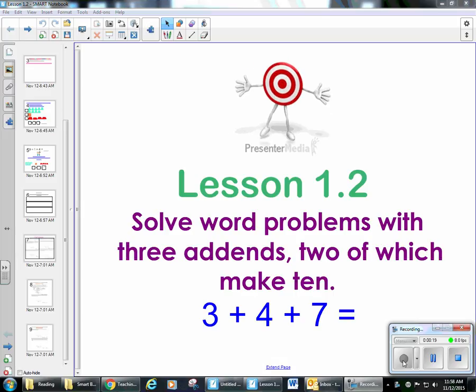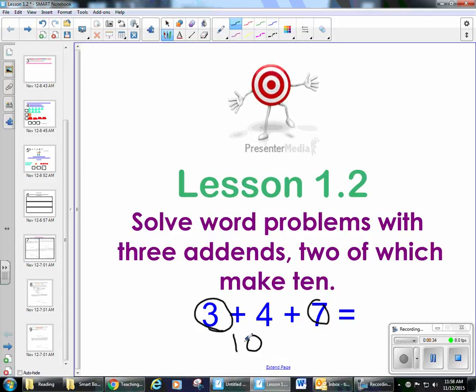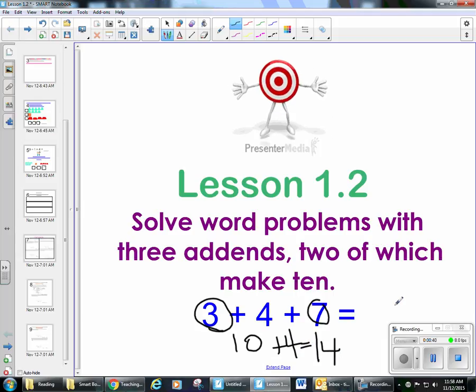Our target today was to solve word problems with 3 add-ins, and 2 of those add-ins are making 10. So 3 plus 4 plus 7 is what we did today, and we know that 7 and 3 make 10. So 10 plus 4 was going to give us a teen number, which would be 14. So that's what we did today.